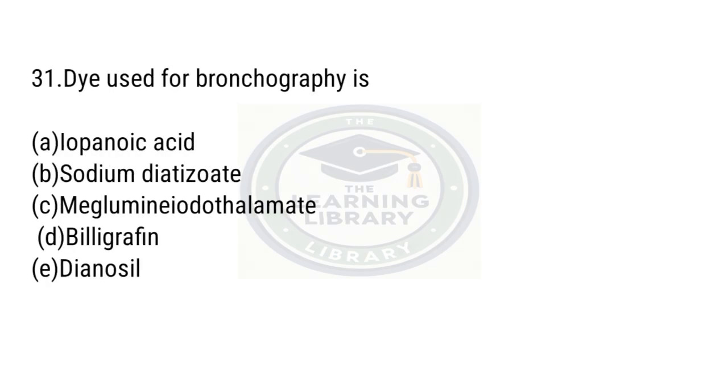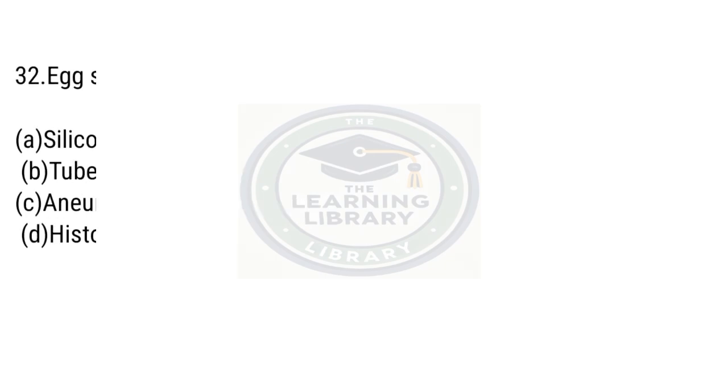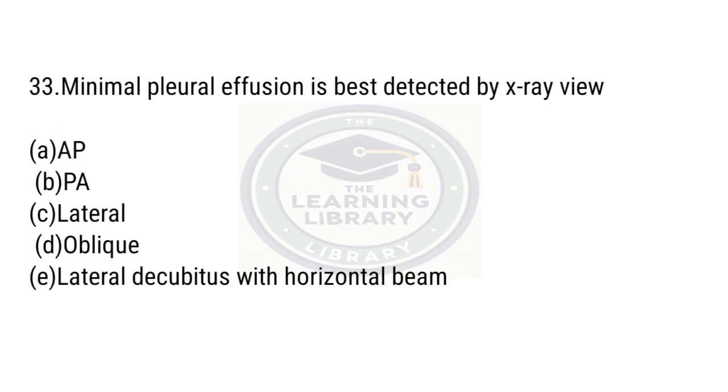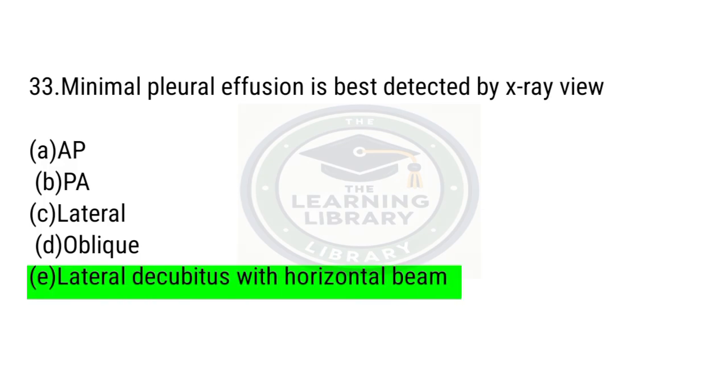Question number 31. Dye used for bronchography is. The right answer is option E, Dianocell. Question number 32. Eggshell calcification is characteristically seen in. The right answer is option A, silicosis. Question number 33. Minimal pleural effusion is best detected by X-ray view. The right answer is option E, lateral decubitus with horizontal beam.